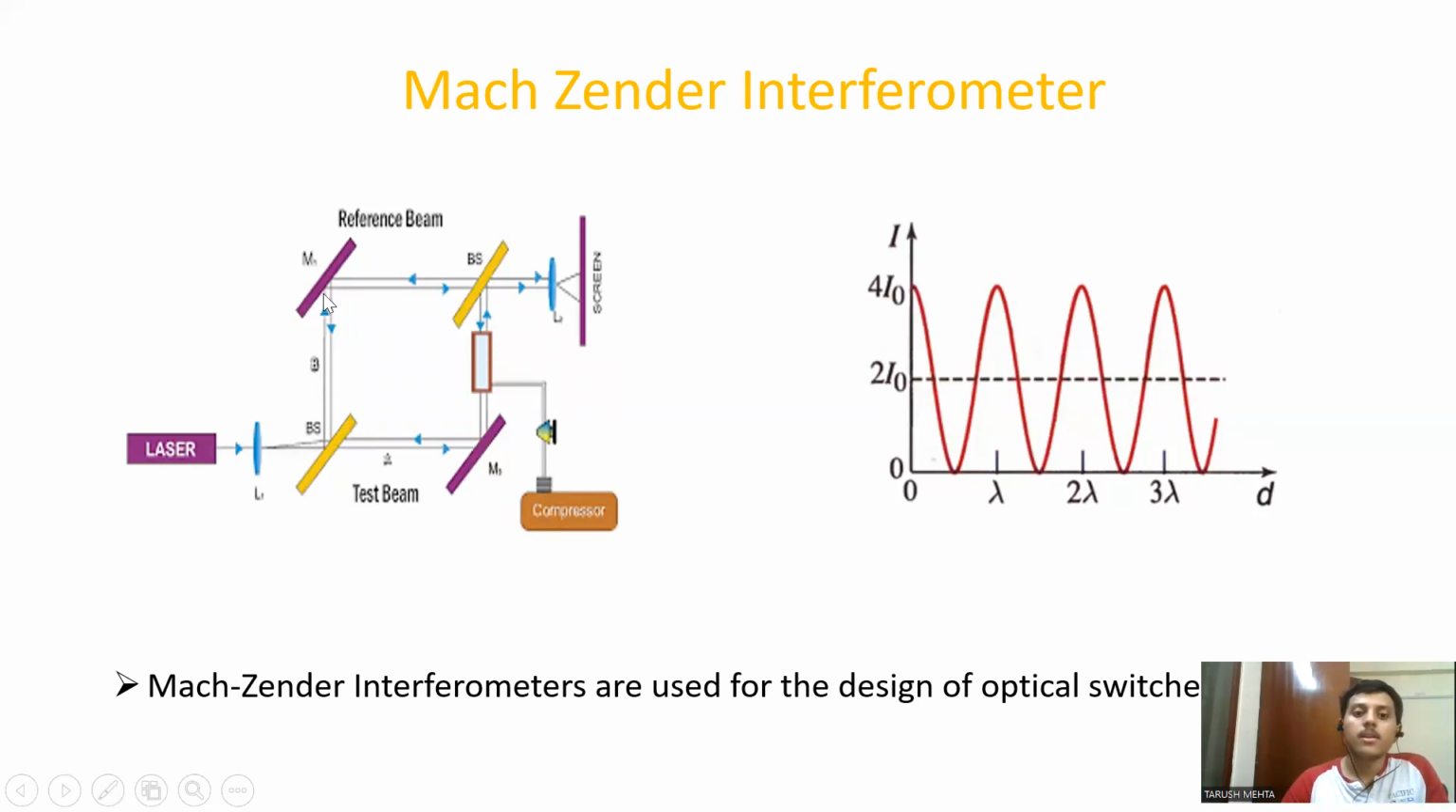The distances of this one plus this one are made equal to this plus this, so that the path length for both the light waves remains the same and no phase change occurs normally.